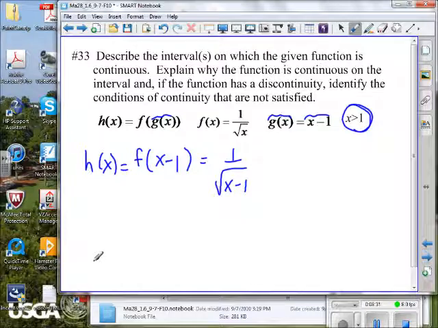Okay, now, describe the intervals on which the given function is continuous. So the given function now is h of x. f of x and g of x were important to us in order to build h of x. But what interval would give us continuity on here?